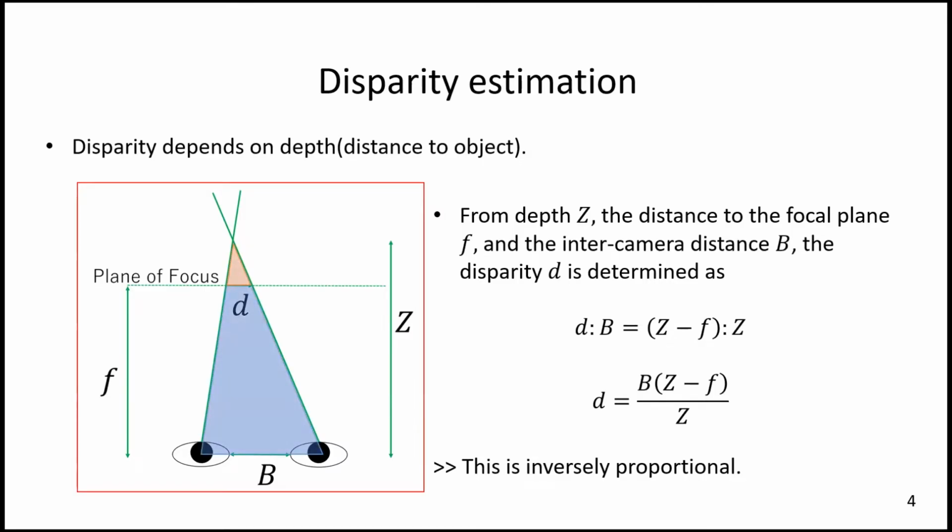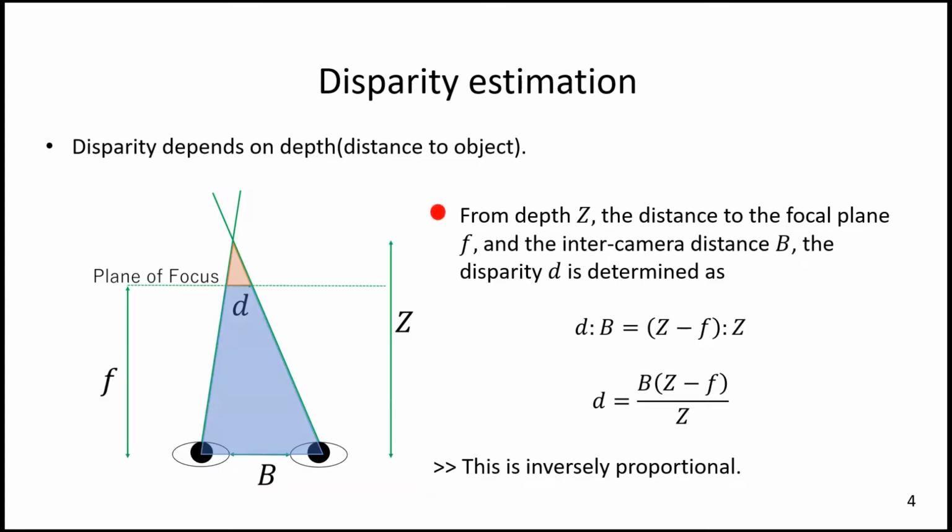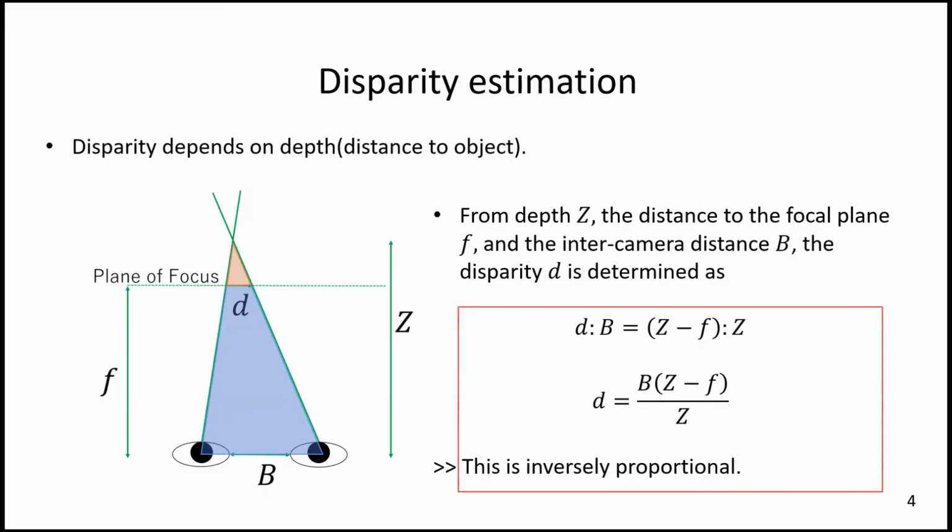It is defined by this equation from the similarity of these two triangles. This equation relates the disparity D, which is obtained from the depth Z, the distance to the focal plane F, and the intercamera distance B. The relationship between disparity and depth is inversely proportional.